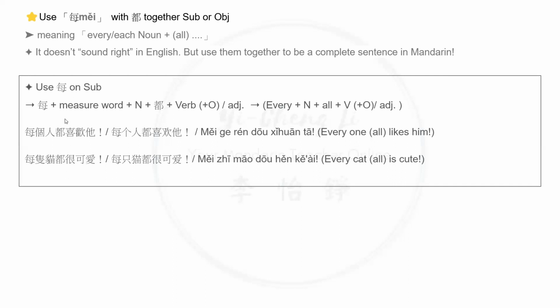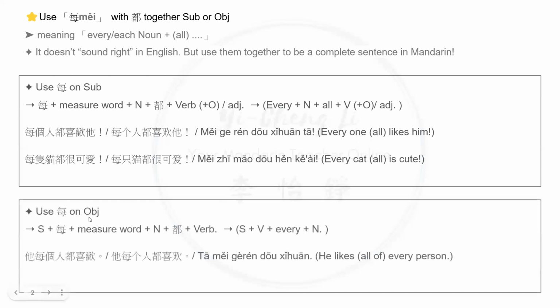Next one, if we want to use 每 on our object, then you have your subject and then you need to have your object. So you definitely need to check out dōu part 1 to know how to put your object, subject, and dōu to make the correct structure using the dōu character. 每 plus measure word plus noun. This part is our object in this sentence structure. And then our dōu, and then our verb. In English, it is more like subject, verb, every, the noun.